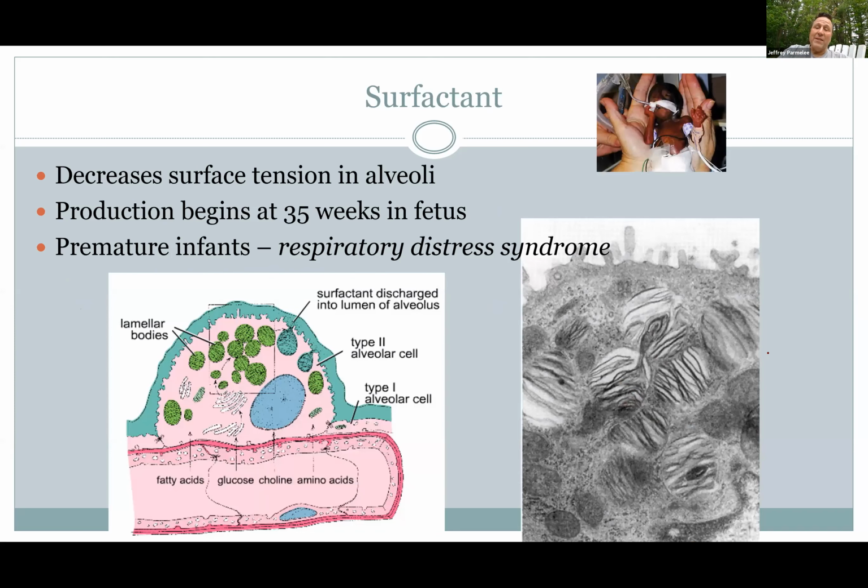So this surfactant is a lipid-rich molecule that is going to reduce the surface tension in your alveoli so they don't stick together. And this is the key reason why preemies, premature infants, don't make it. The first thing we'll talk about is respiratory distress syndrome, where if you're born premature, your lungs aren't making surfactant, and the alveoli will collapse. And then you'll have infections, all kinds of bad things.